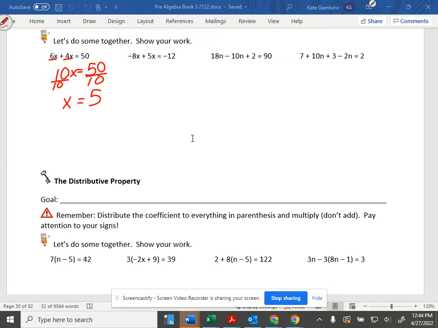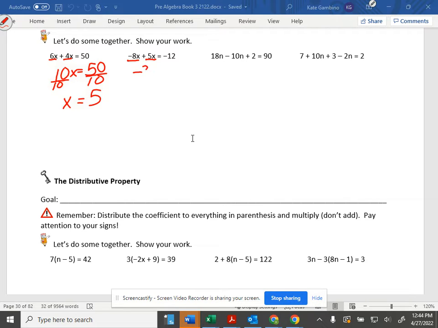Let's look at our next one. Negative 8x plus 5x equals negative 12. What should my first step be? Combine my like terms. So I have an x and an x. So negative 8x plus 5x gets me what?